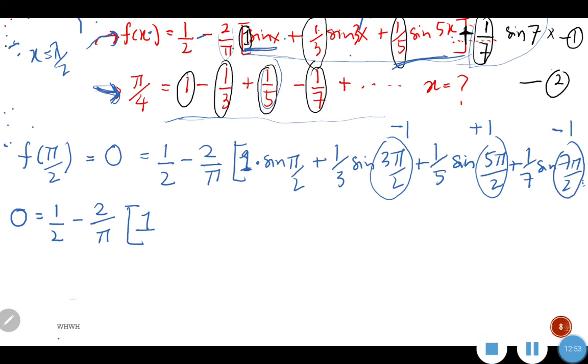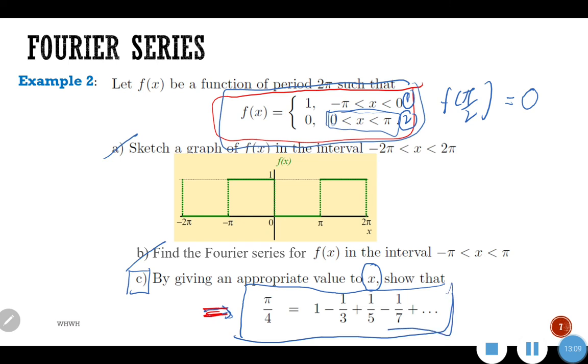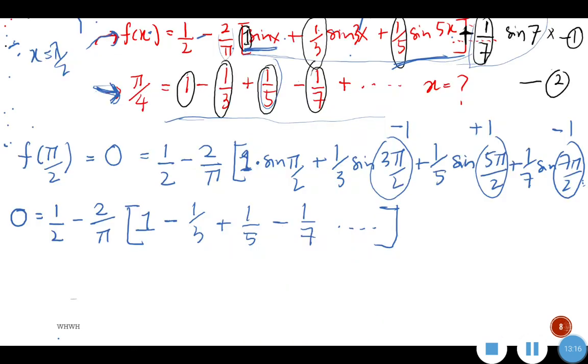Tak percaya, tekan calculator. Okay, 1 minus 1 over 3 plus 1 over 5 minus 1 over 7, so on and so forth. Okay, ingat tak? Soalan tadi disuruh buktikan sama dengan macam ni kan? Ada nampak bayang dah? Okay, ada nampak makin menghampiri. Okay, so sekarang ni untuk dapat lebih kurang ni maknanya we already have the right hand side tu nampak macam okay dah ni.